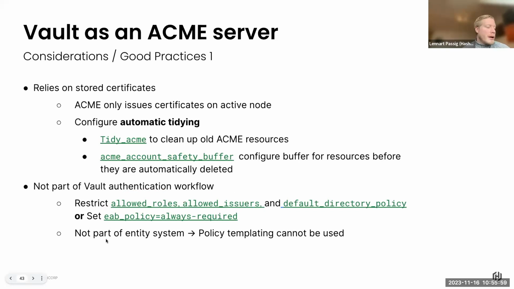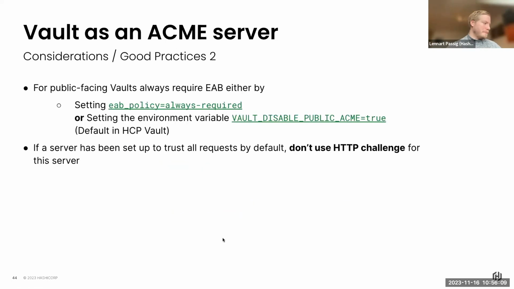As it is also not part of the entity system of Vault, this templating for policies cannot be used. So therefore, we need to work a little bit on the restriction parts using ACME methods. And there are a couple of other ones, as I mentioned before, meaning if we have a public-facing Vault that runs on the internet, we should always set this one to always required, either setting it directly using the tuning one, or we can use this environment variable, which is the default in HCP Vault.